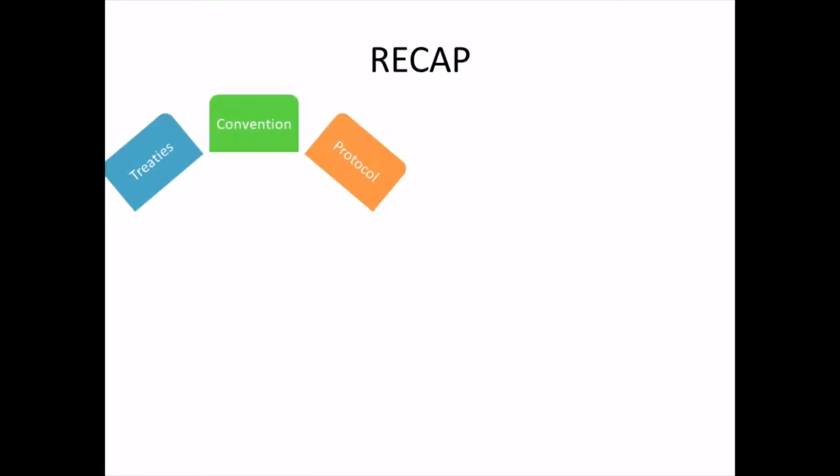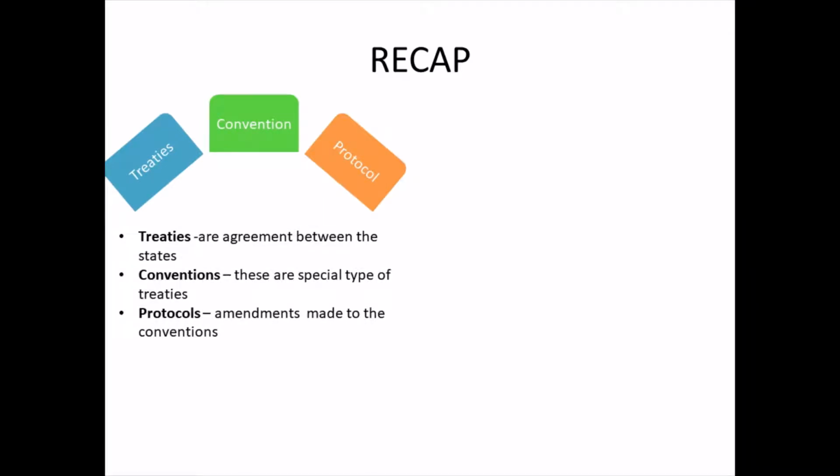Treaties, we have studied, are of three types: treaties, conventions and protocols. So what are these? Treaties are the agreements between the states. Conventions are a special type of treaties. And protocols are the amendments made to conventions.